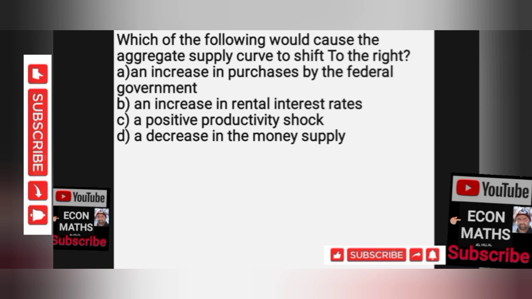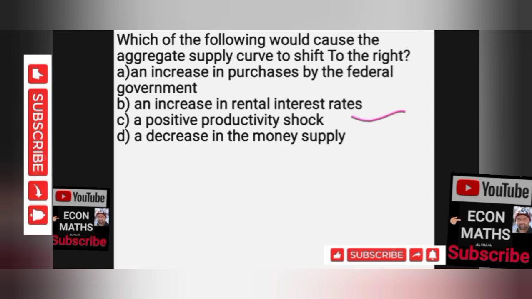Which of the following would cause the aggregate supply curve to shift to the right? If we are given the aggregate supply curve, what will cause it to shift to the right? We will see. First option is an increase in the purchases by the federal government. Second is an increase in the rental interest rate. Third is a positive productivity shock. And fourth one is a decrease in the money supply. Actually, this third option is correct. A positive productivity shock will cause the aggregate supply to shift to the right.